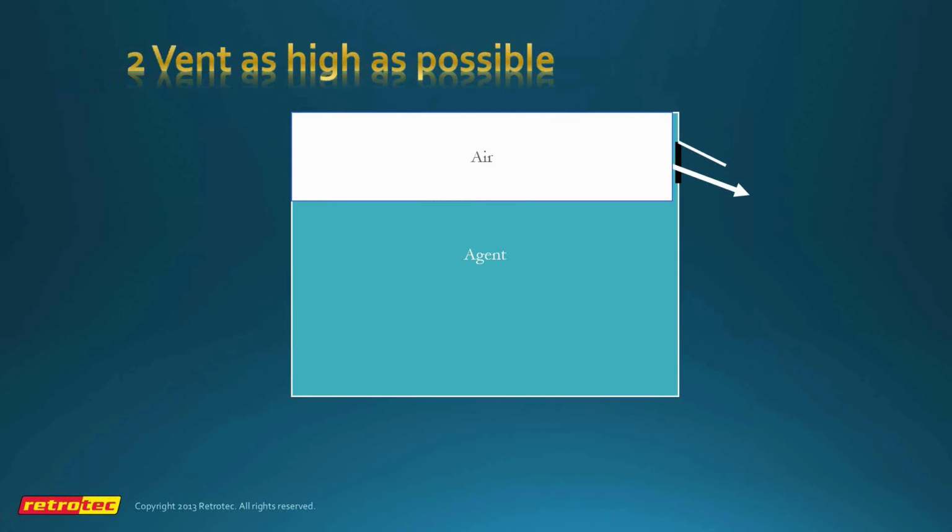Second point, vent high. I think most vents are put in the upper part of the enclosure. The higher you get them, the better. A thing to consider here is if this is a suspended ceiling, when it vents through this vent, the suspended ceiling has to have the capacity to allow the vented agent to go through the suspended ceiling.